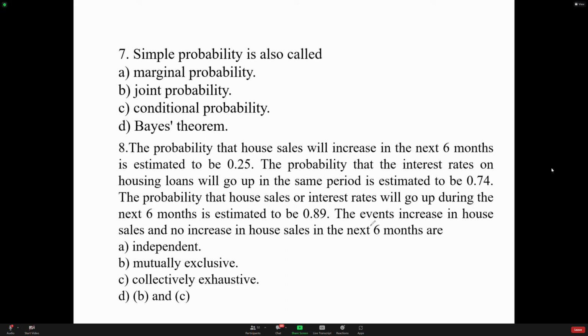So they are mutually exclusive because the interest rate can go up or go down. So there are only 2 possibilities. So they are collectively exhaustive, meaning the total probability will be 1.